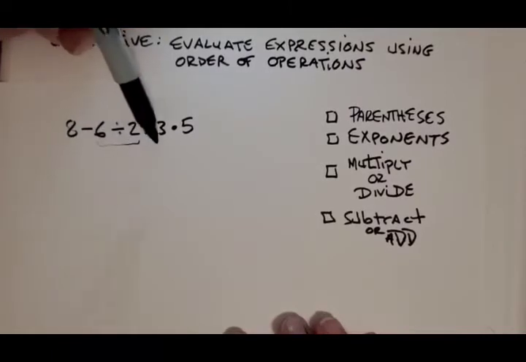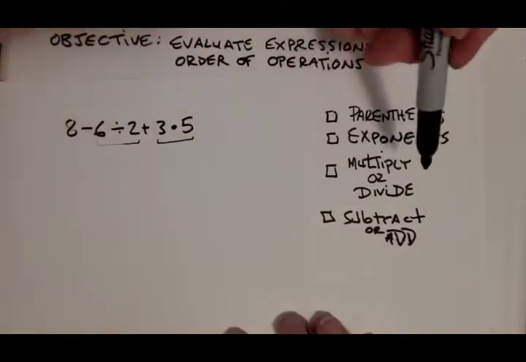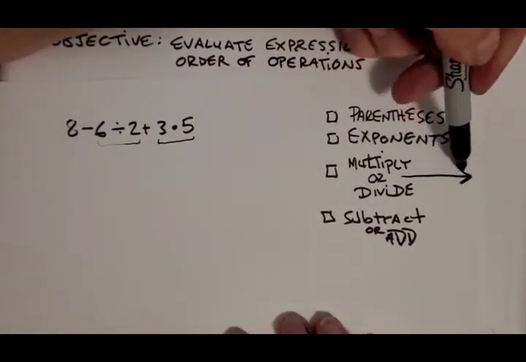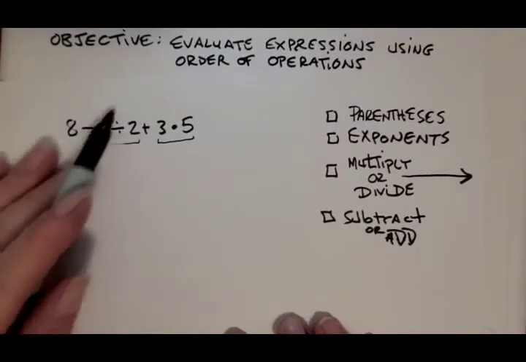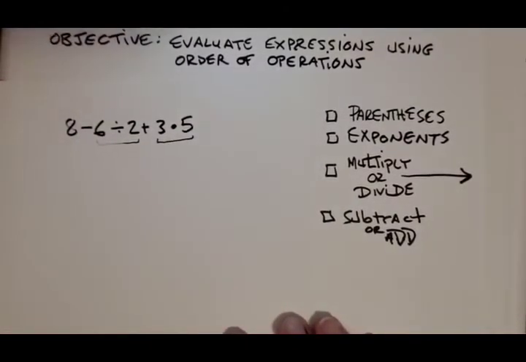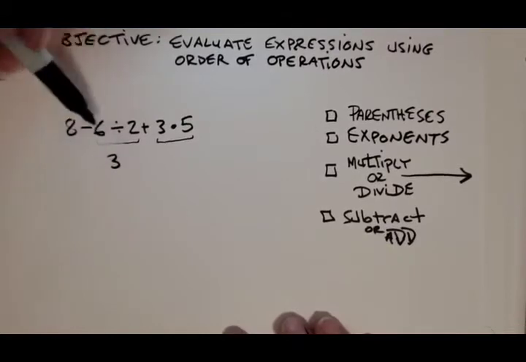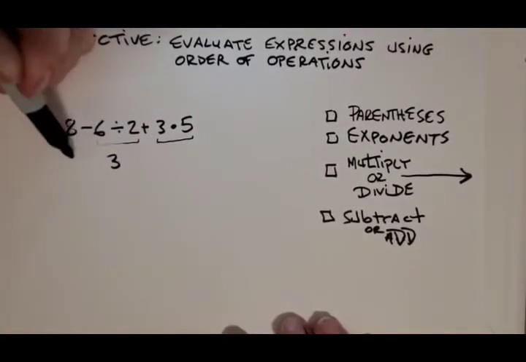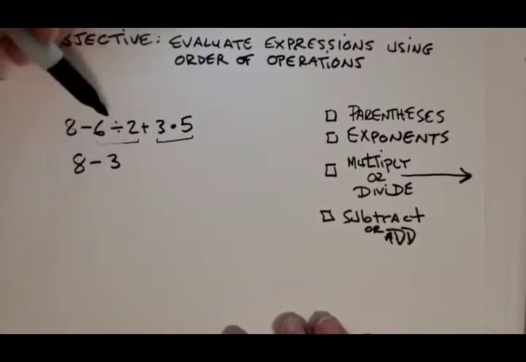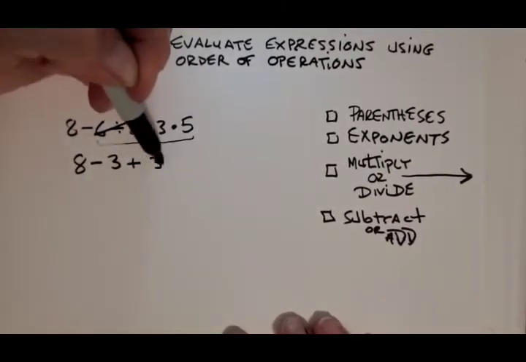Okay, well, if we take a look at it, how do you know which one goes first? Well, again, priority goes, you move from left to right. So the one that's on the left of these two operations is division. And I really need for you to do this. I need you to write things out. Okay? So 6 divided by 2 is 3. I'm going to copy everything else. 8 minus, this is the 3, plus 3 times 5.